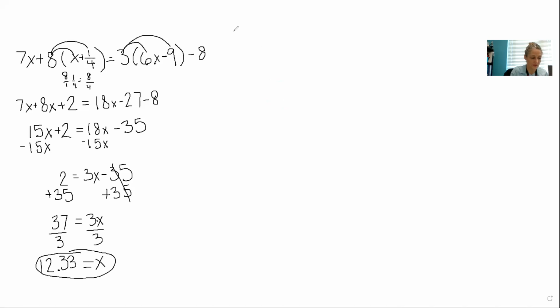Let's do another couple of different kinds, because there's a couple different kinds of these, and I want you to see all the different kinds. We're going to start with some that are already in fraction form. So you're going to have 6x plus 1 over 3 equals 9 minus x over 7.